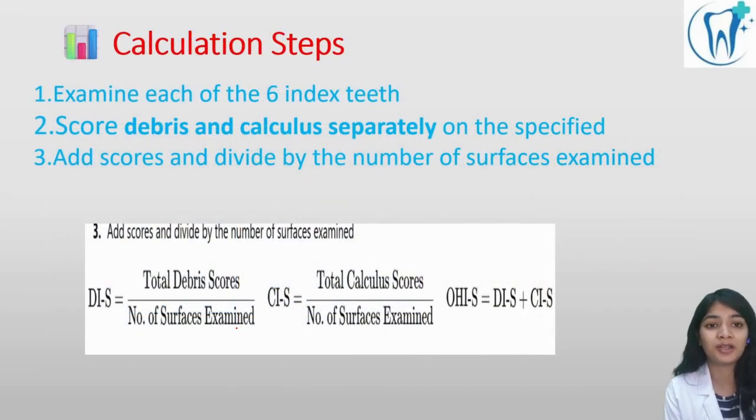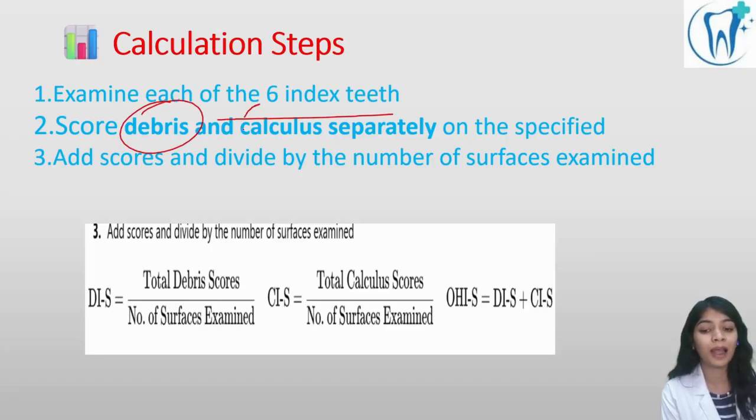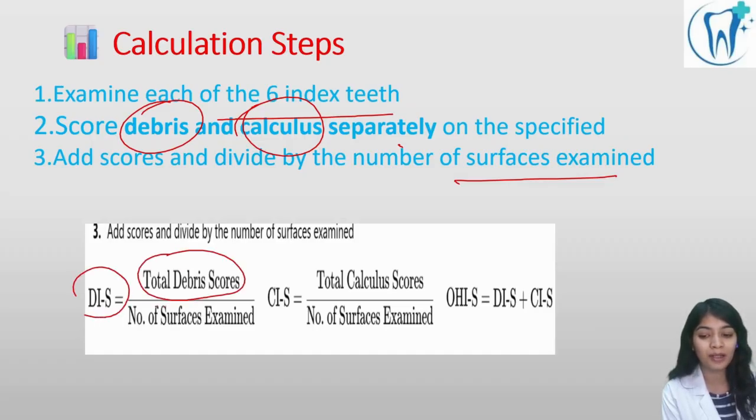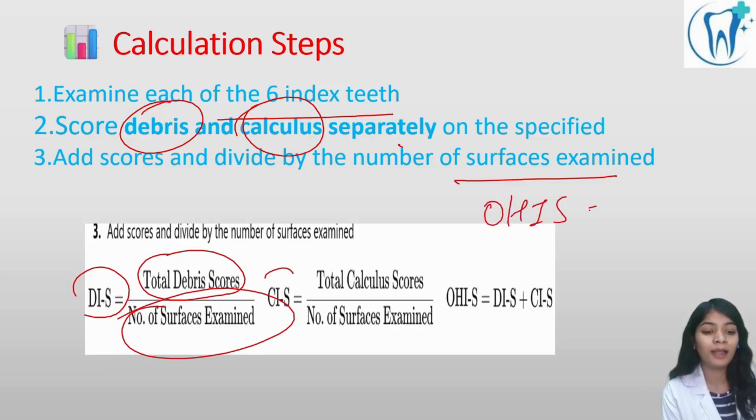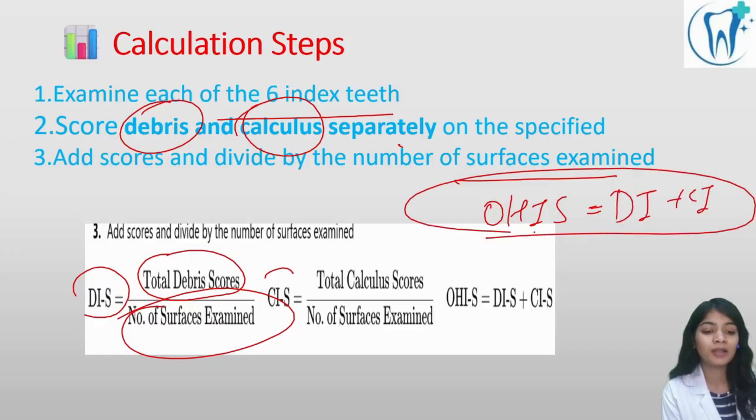Now the calculation steps. See, you have to examine each of the six index teeth. Understand? Now you have to score debris and calculus separately on the specified surfaces. Now you have to add the scores and divide by the number of surfaces examined. Understand? You can see the formula: debris index is total debris score divided by the number of surfaces you have examined. Understand? Same as well with calculus. Now the OHIS score will come by adding the debris and calculus scores. Understand? So this will be OHIS.